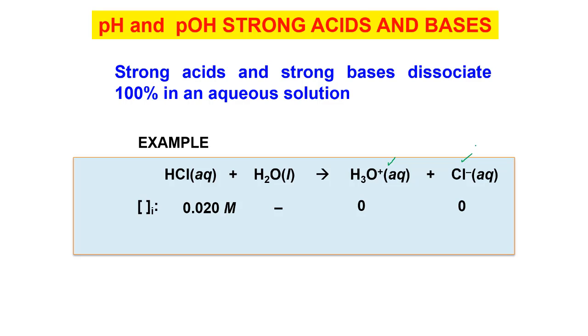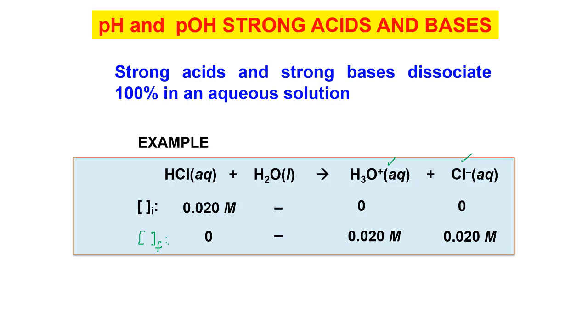Okay, since hydrochloric acid dissociates 100% in water, jadi kesemua hydrochloric acid itu telah dissociate jadi ion. Maka, final concentration-nya adalah 0. And the concentration of hydronium ion di sini adalah 0.020 molar. And the concentration of chloride ion also 0.020 molar. Okay, so this is the final concentration.